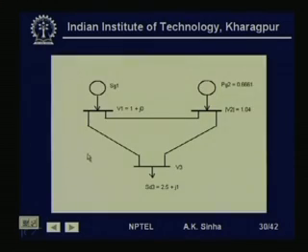Now, if we see this system, this is a 3 bus system. This bus 1 is a slack bus where the voltage is specified as 1 angle 0, that is 1 plus j 0. Bus 2 is a PV bus where we have the real power injection given as 0.6661 per unit, and the voltage magnitude at this bus is given as 1.04 per unit. Bus 3 is a PQ bus where the load value is given as 2.5 plus j 1.